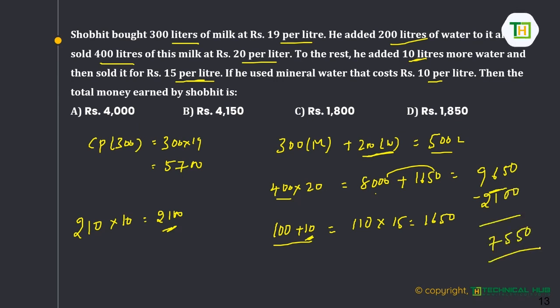You get 7550. That is the overall selling price, and the overall cost price is 5700. So subtract 7550 minus 5700. Then you will get the profit, because here the selling price is more than the cost price. So what is the profit here? 1850. Option D is the correct answer.